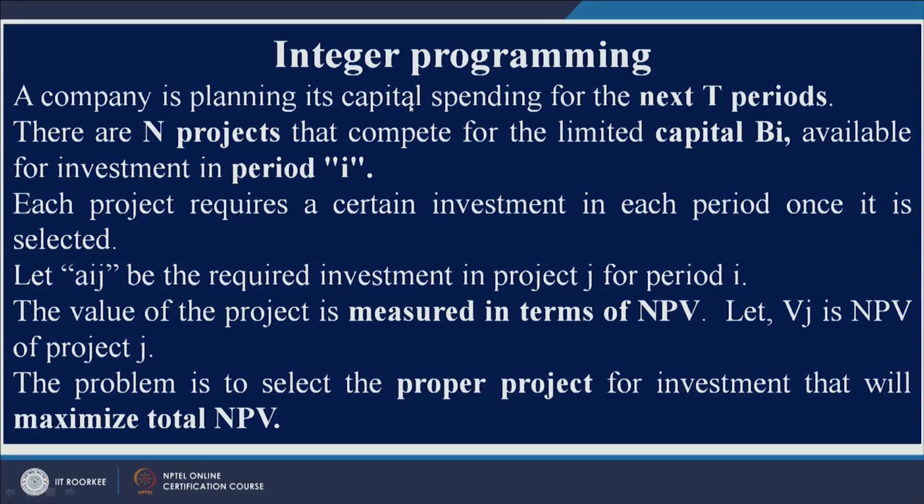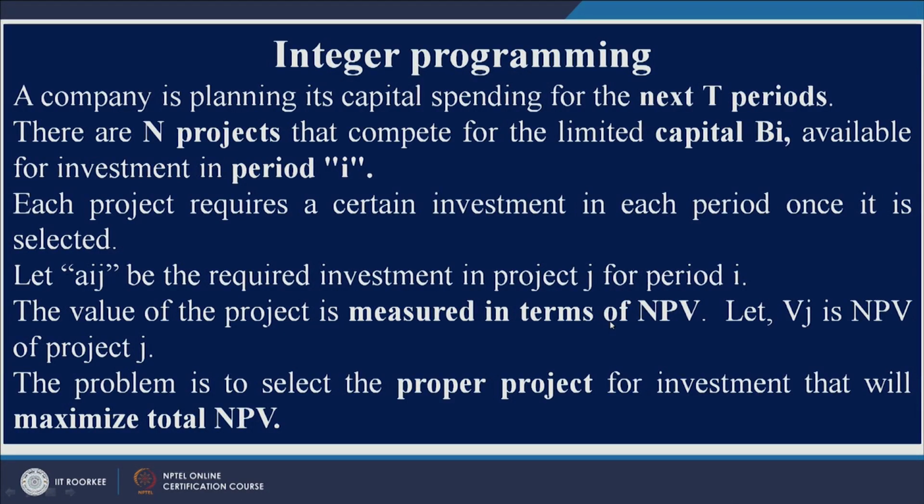Let us say a company is planning its capital spending for the next T periods, and there are n projects to be completed within a limited budget. So, Bt is the budget available with the company, and there are n projects, and in the next T periods we have to select a couple of projects, right. Each project requires a certain investment in each period once it is selected. So, if a project is selected in a particular period, we would have to assign some budget to it.